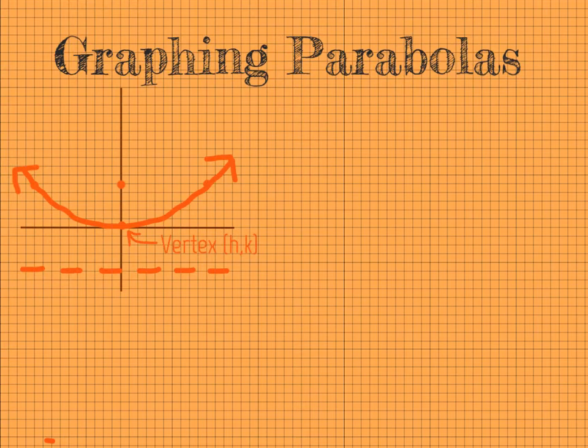This part you already know. It's called the vertex, and it's located at h and k. This little point up in the middle of your parabola is called the focus. And this dashed line down here is called the directrix.